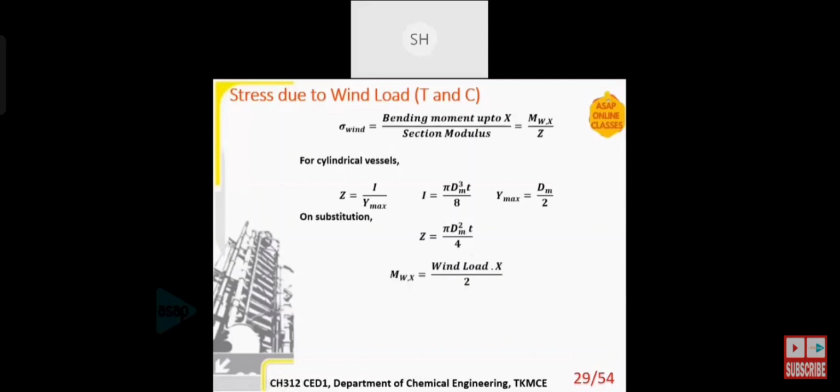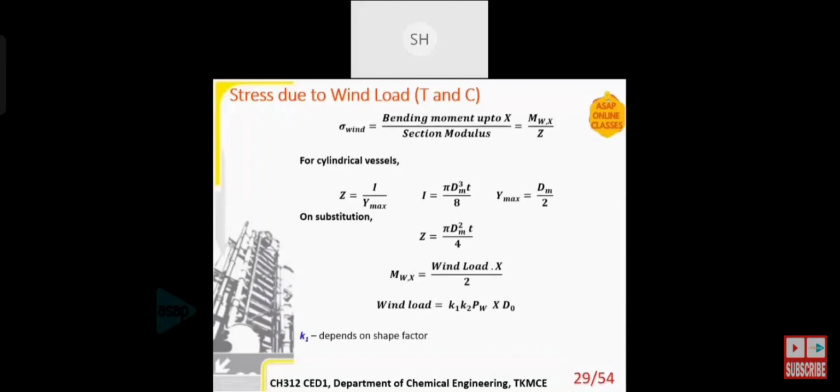Then MW, the bending moment, is wind load into X divided by 2. So wind load is the load which the wind exerts on the pressure vessel. This is defined by K1, K2, PW into X into D naught. All this data is available in another IS code which we are not using. It is used by civil engineering students, so we cannot use that.